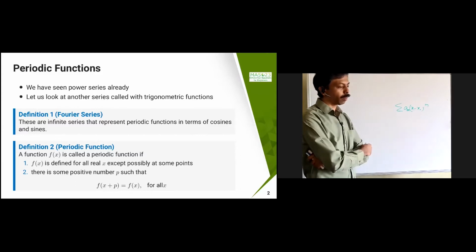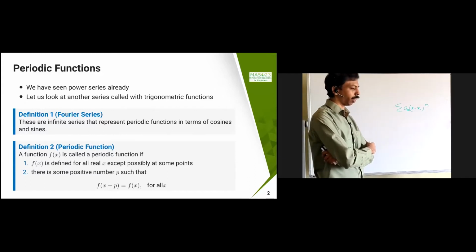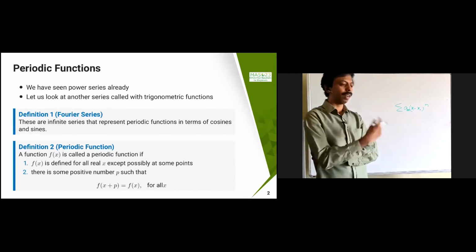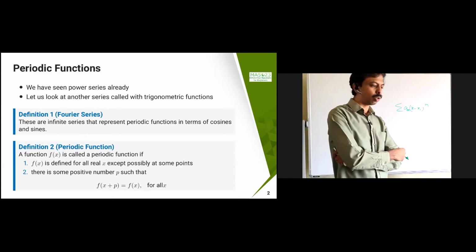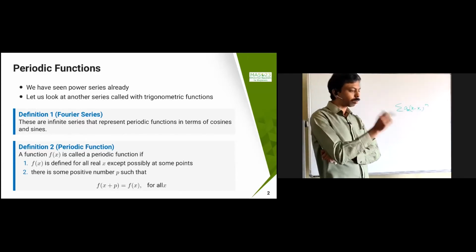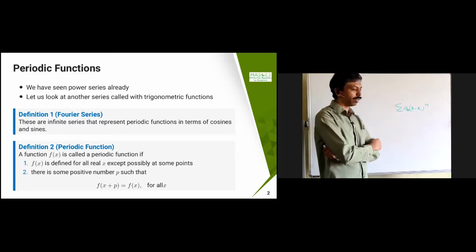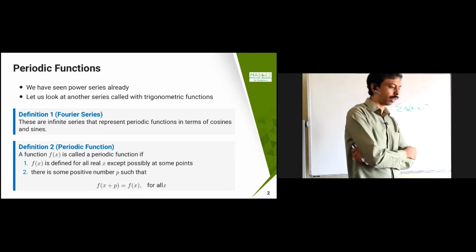Whereas in Fourier series, we are going to represent periodic functions in terms of cosines and sines. This is the basic idea, but we will extend that idea not only to periodic functions, but to non-periodic functions also. So these are the infinite series that represent periodic functions in terms of cosines and sines.